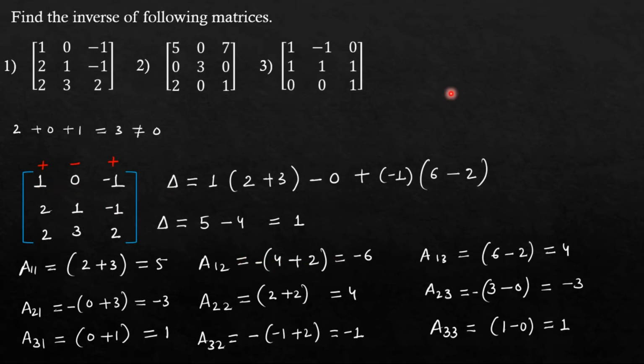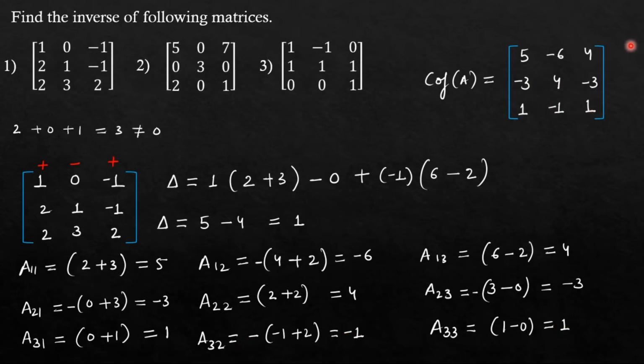Okay. So our cofactor matrix will be this one: 5, 6, minus 4. Next row, minus 3, 4, minus 3. Then 1, minus 1, 1. Okay. So this is my cofactor matrix.